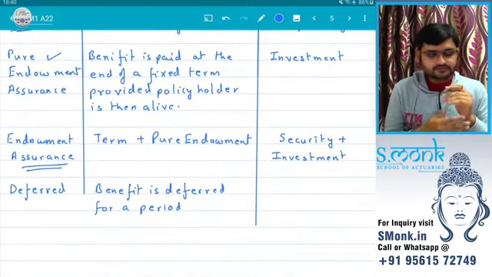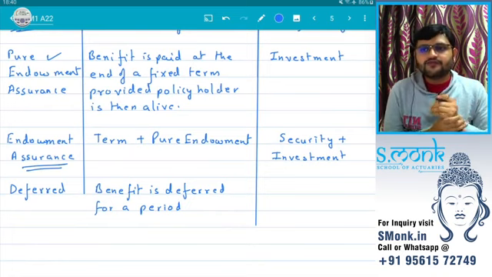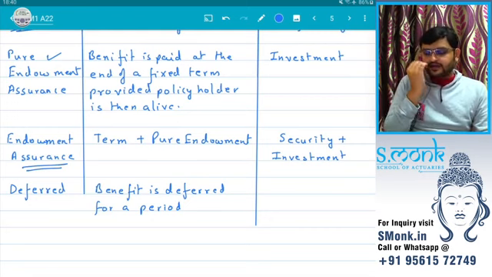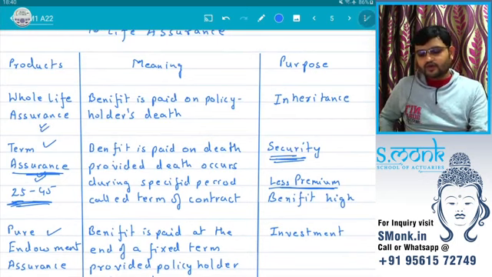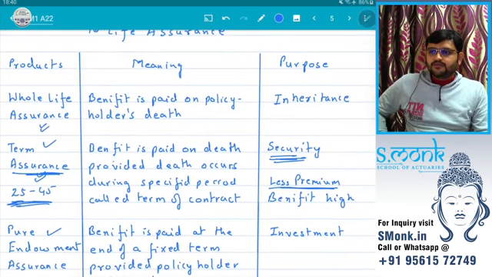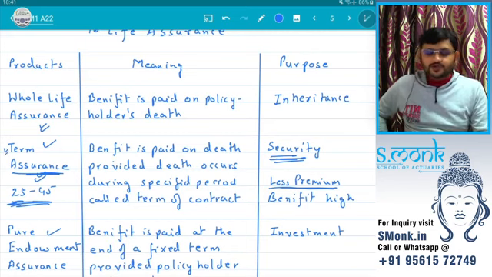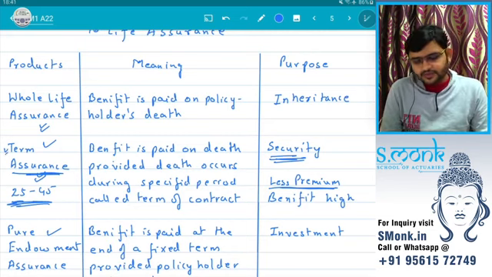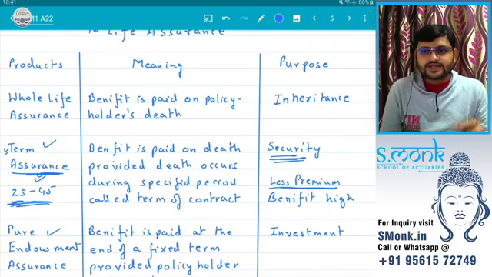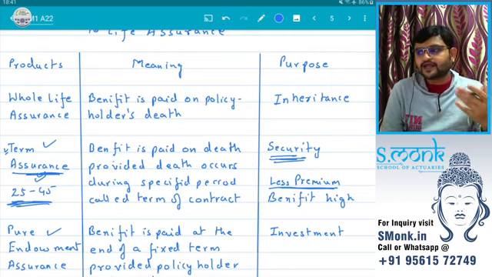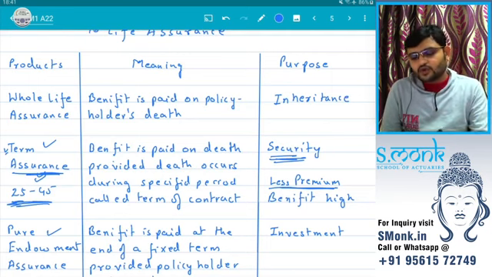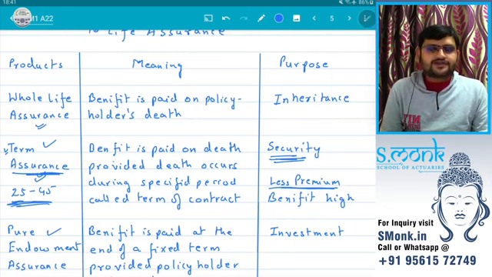Then deferred, we said deferred, the benefit will start after certain times. So the reason might be, like, let's say I am planning to buy a whole life assurance policy, but let's say I already have a term assurance policy till age 60. So what I will say is, let's say I'm starting my whole life assurance policy today because I have some extra income that I can invest in. But this whole life assurance policy, I will start the coverage after age 60.